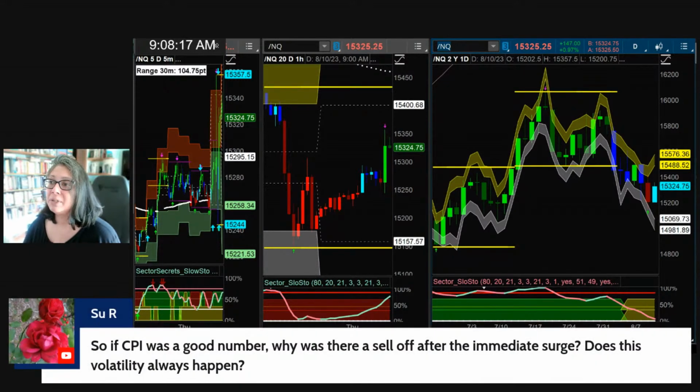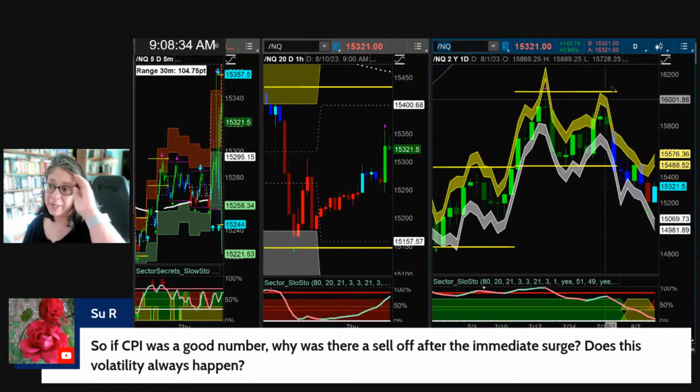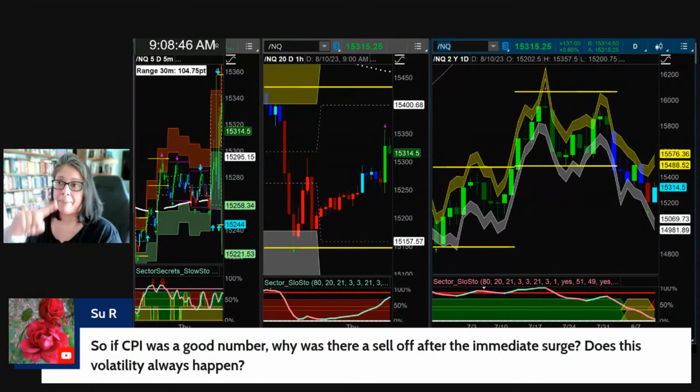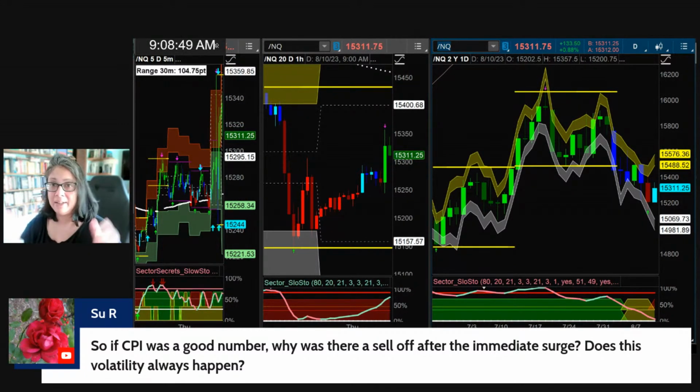Okay, so Sue asked, if the CPI was a good number, why was there a sell-off after the immediate surge? Does this volatility always happen? So Sue, you were in the room with us. Now think about this, and I know this is going to seem a little counterintuitive to what most analysis tends to do. I don't even know what the number was. Didn't even care, right? All we want to know is that there's a high impact, high volatility event coming out at a certain time. That's what I call a hot zone, and that's why I coined that term. It's just a zone of high impact. Yes? Okay. I don't know what the number was.